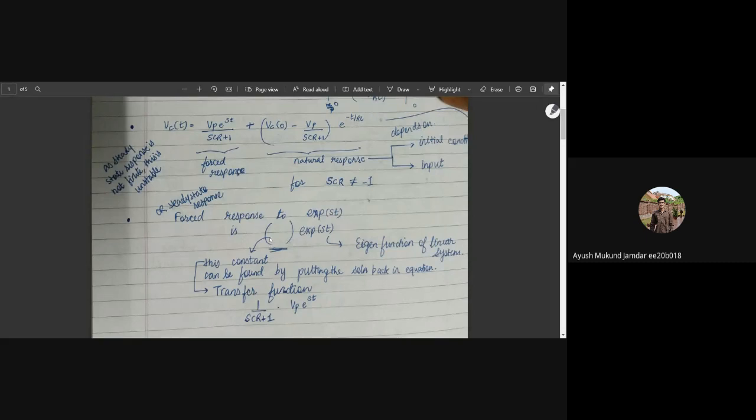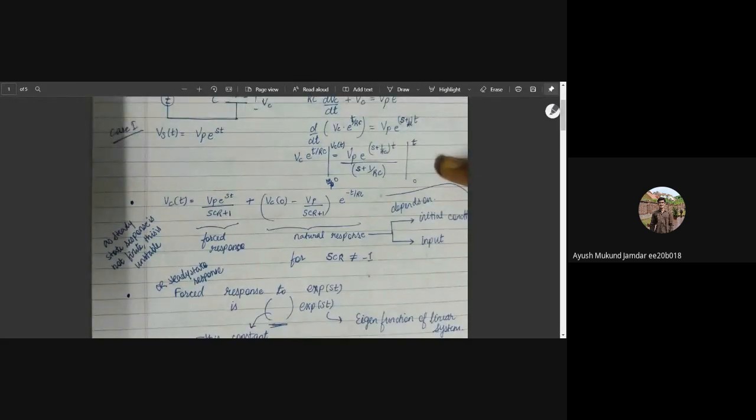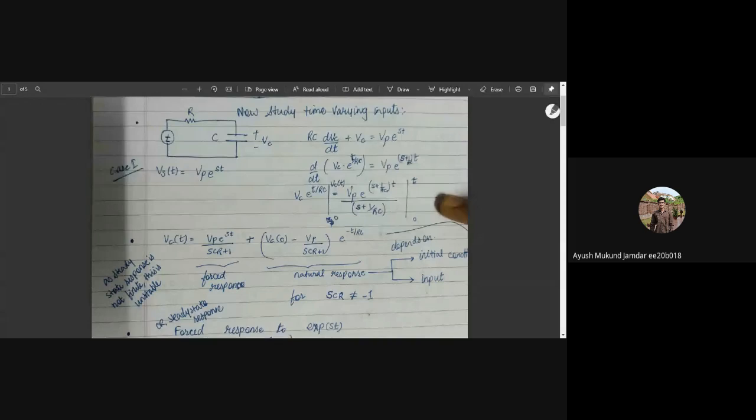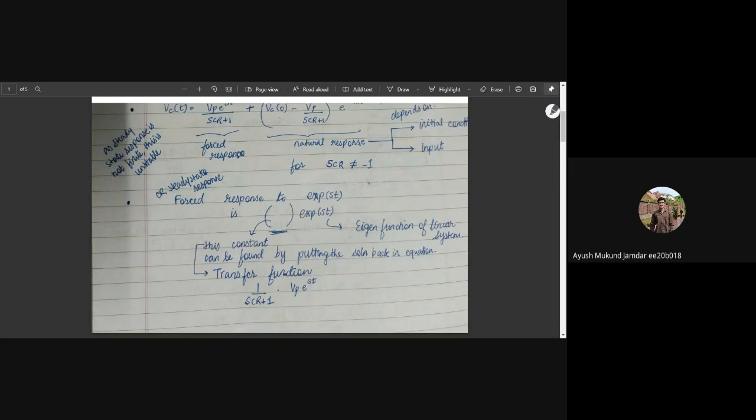But once we know that the forced response is going to be a function, let's say H of s, times exponential st, we can just substitute it back into the equation and find the value for this. So this is what the transfer function is. That is how it is an eigenfunction, and this was when s is real.